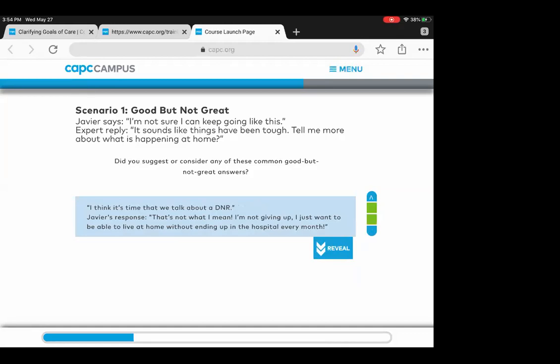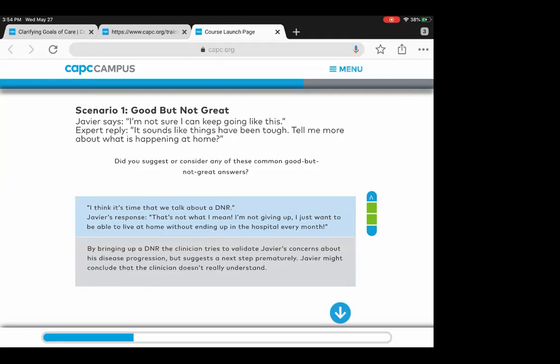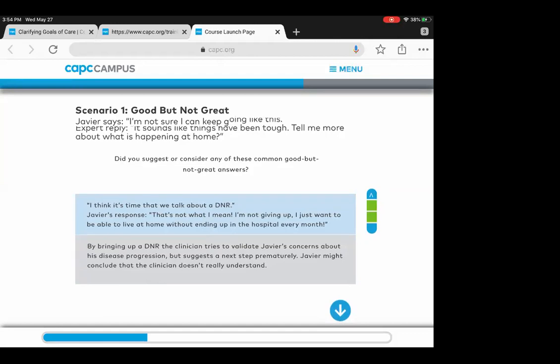That may sound like a good thing to do, and we need to do that with this patient, but in this case, he gets probably a little bit flustered, says, "That's not what I mean. I'm not giving up. I just want to be able to live at home without ending up in the hospital every month." So while it wasn't a great statement, he also just told you a little bit about what he did mean in that next phrase. Again, this brings up the next step in a conversation without actually addressing Javier's concerns, and he may conclude that you don't really understand or don't really care about what he's trying to tell you.